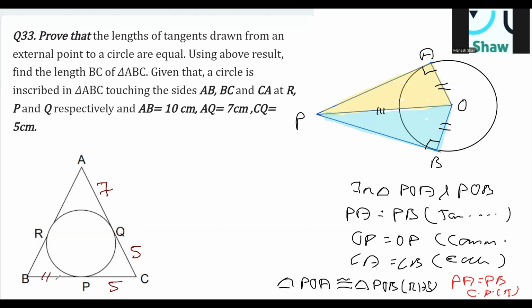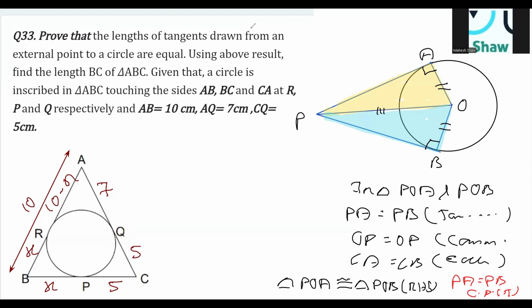We don't know the length of BP, so let's say I take it as X for now. From tangents from the same exterior point, again I can say BR is also X. Now, this whole length is given how much? We are given the length of this side, that is AB, as 10. So this is going to be 10 minus X. I should once again show you that we are given this length AB as 10. So if this is 10, this is going to be 10 minus X.